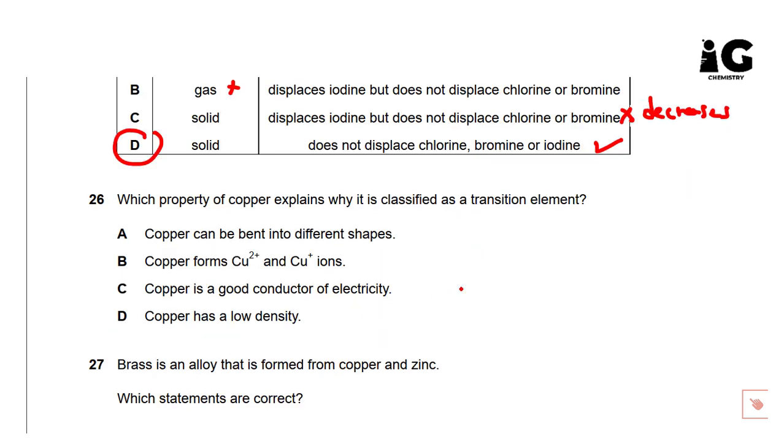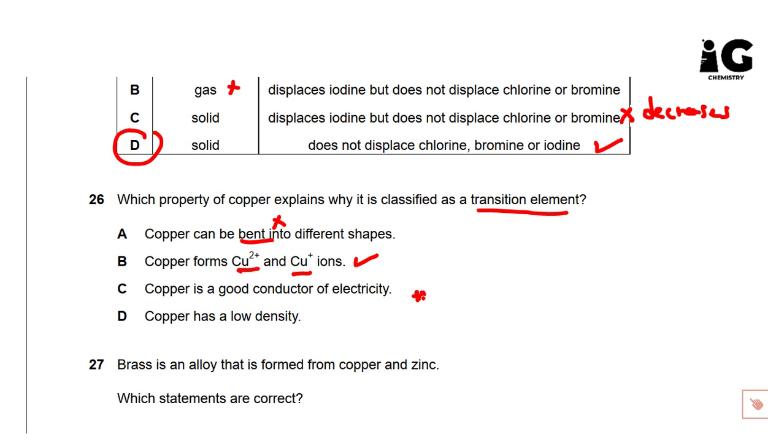Okay. 26. Which property of copper explains why it's classified as a transition element? Copper can be bent into different shapes. Actually this is one property of being a metal, because it's malleable. Copper forms Cu2+ and Cu+ ions. Yes, so it can form more than one oxidation number. Yes, this is a property of transition metals. Copper is a good conductor of electricity. This is again a property of metals, so not specific to transition metals. This is for general metals.